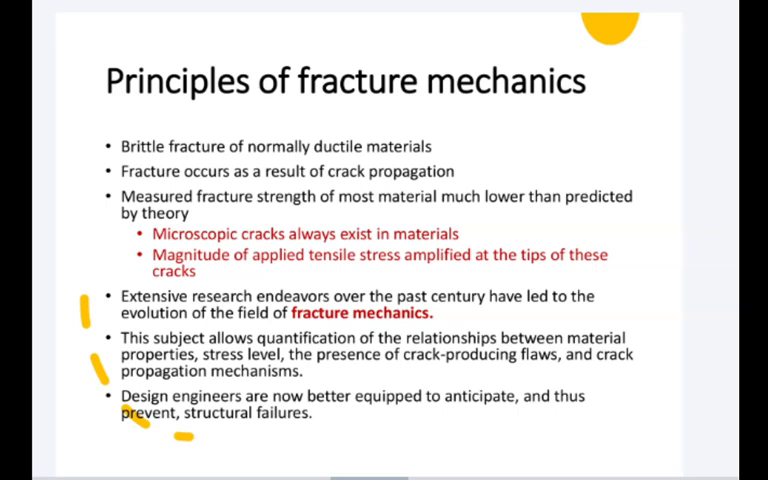We will have a warning. We know that the material is going to fail, so we can do the preventive measure and we can avoid the accidents. But sometimes the brittle fracture occurs for the ductile material, right? And why it occurs, that thing we have to understand. That is very important. So the most important thing which I want to tell you, the fracture will always occur as a result of crack propagation.